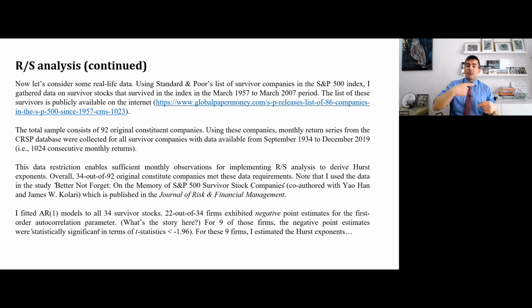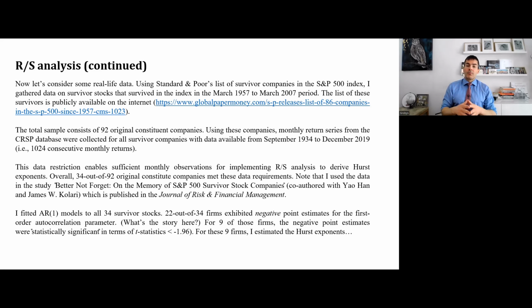22 out of 34 firms exhibited negative point estimates for the first order autocorrelation parameter. So what's the story here? Obviously, recall the short-term reversal effect, which suggests negative autocorrelation. If a stock has performed very poorly last month, it would perform on average well in the next month, whereas a stock that has performed very well in one month tends to perform poorer in the next month. It's a short-term reversal effect.